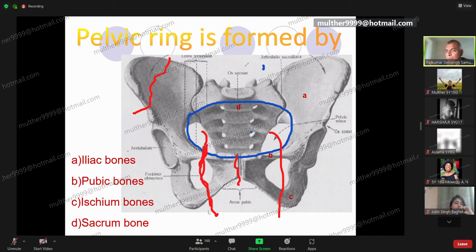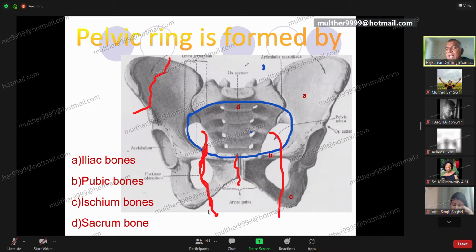Understood? So we know what is a stable fracture. We know what is an unstable fracture. There is one more classification for unstable fractures. These unstable fractures are classified into two groups. There can be vertical instability or horizontal instability.